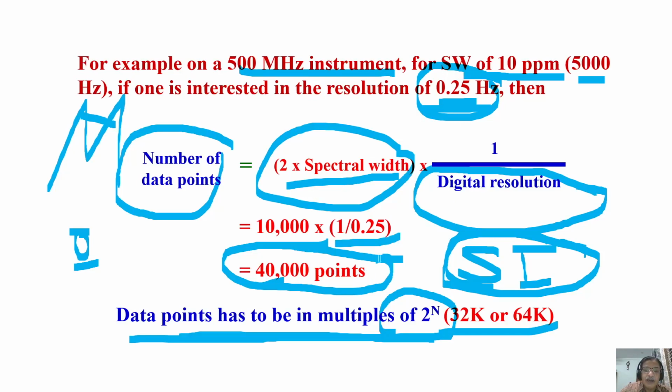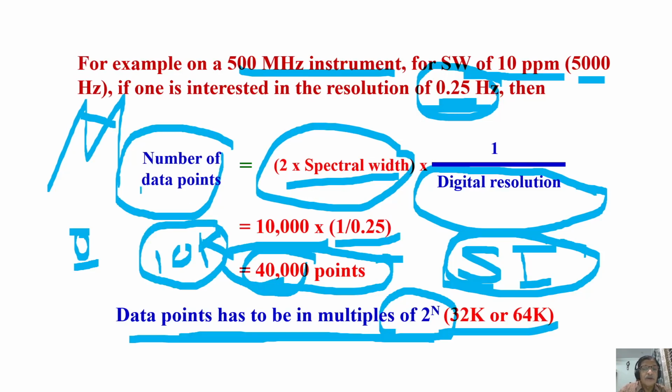Supposing, for 0.25, I need a minimum of 40K data points. Let us say I take only 10K data points. If I collect a signal and the size of the memory is only 10K, then you will not get that much resolution. So you'll be missing two peaks which are close in space. Please understand. So digital resolution, if it is 0.25 in a 500 megahertz spectrometer, the size of the memory should be at least 40K.